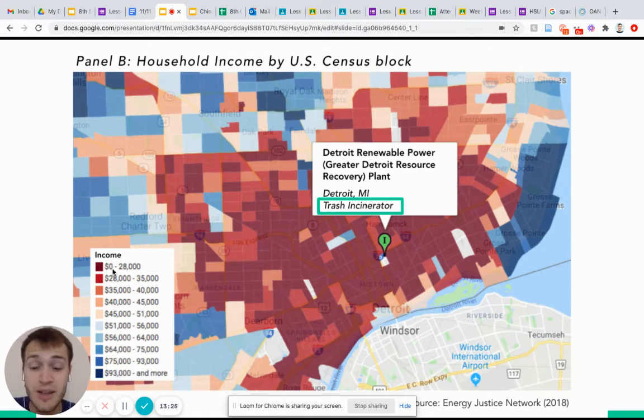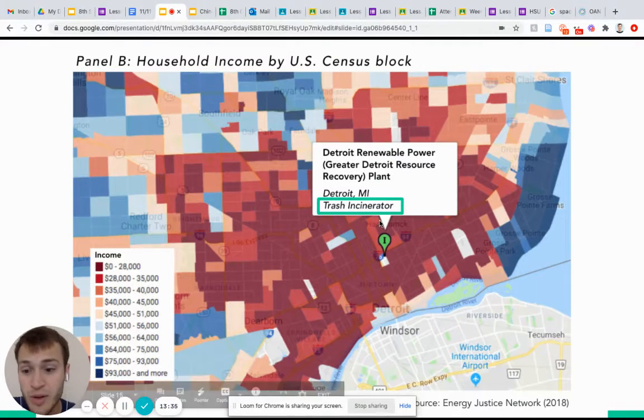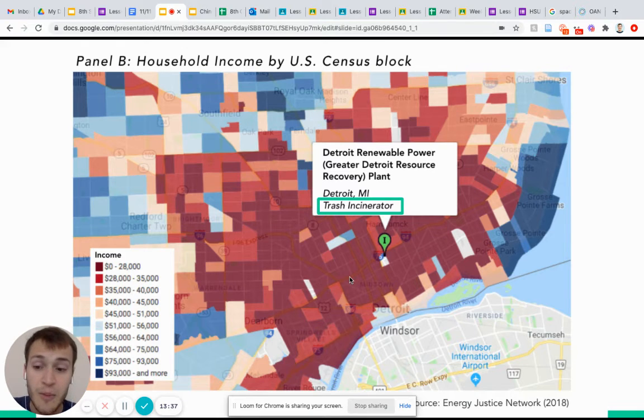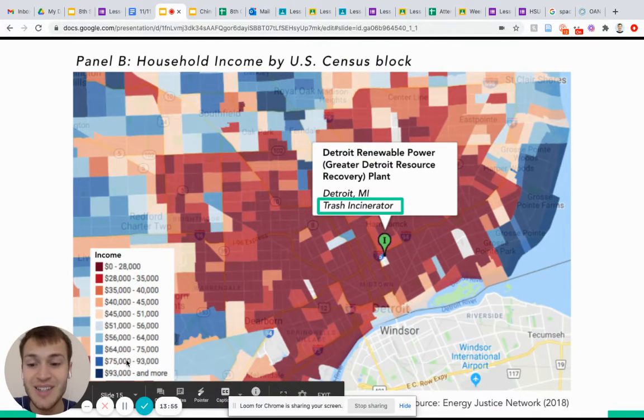That is very little money to live on. And so this trash incinerator is smack dab in the middle of low-income neighborhoods, of a low-income city. Now, the viewers are intelligent. I am intelligent. We both know you should put a trash incinerator, which produces a ton of air pollution, somewhere where there aren't that many people. Well, the places where there aren't that many people are all these blue squares. And these places make $75,000 a year, $93,000 a year, or more on average.